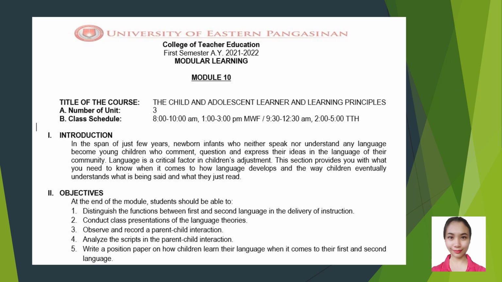So the objectives of this module class: at the end of the module, students should be able to, number one, distinguish the functions between first and second language in the delivery of instruction. Number two, conduct class presentations of the language theories. Number three, observe and record a parent-child interaction. Number four, analyze the scripts in the parent-child interaction. And then for the last one, write a position paper on how children learn their language when it comes to their first and second language.